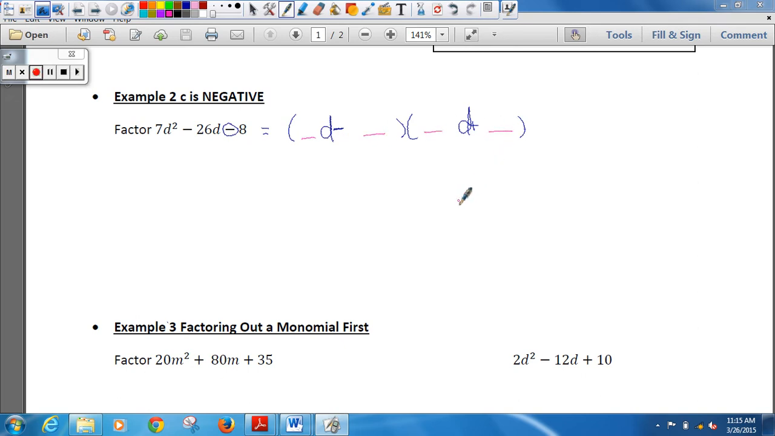The more practice we do with this, the faster you will get, and you probably won't even have to write down the factors of A or C. So if I look here, the factors of 7 again are 1 and 7, so that makes it easier for us. The factors of 8 are 1 and 8, 2 and 4. And I'm actually not going to put my signs in right now. I'll do that here in just a little bit, because that might mess me up when the signs are different. It's easier to do them later.